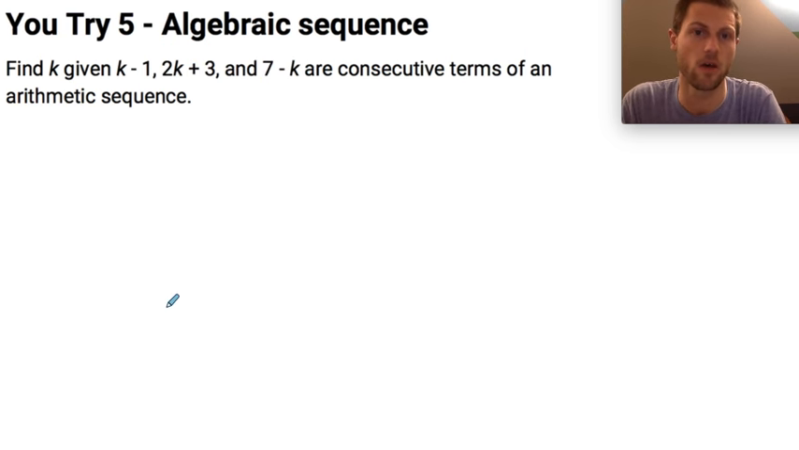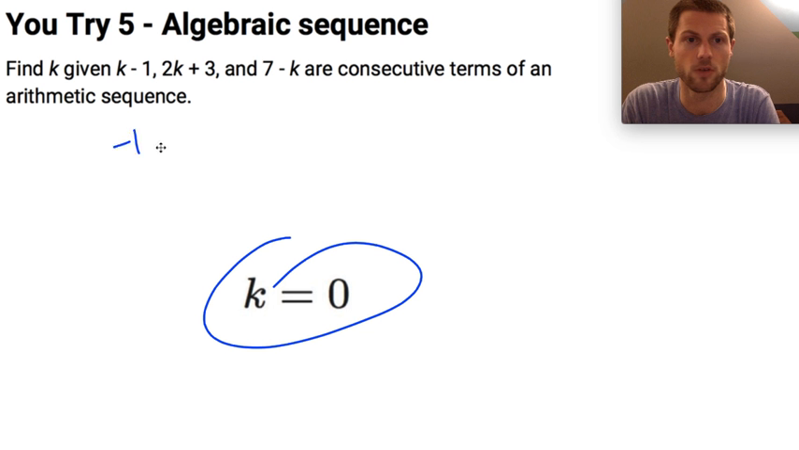Turns out k is equal to 0. So the three terms in the sequence are negative 1, 3, and 7, all with a common difference of 4.